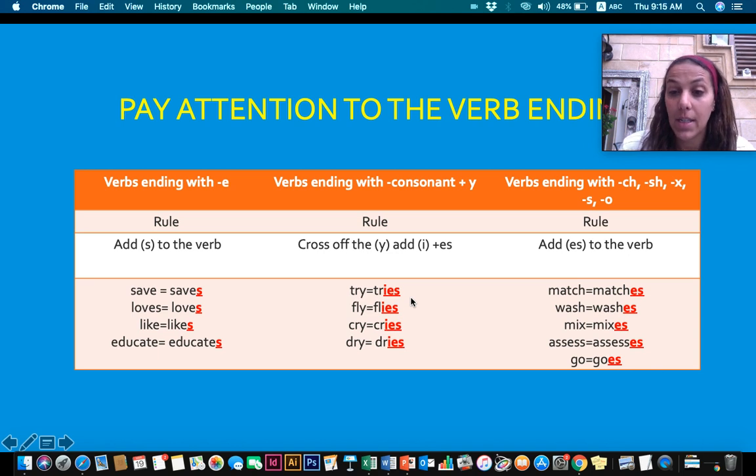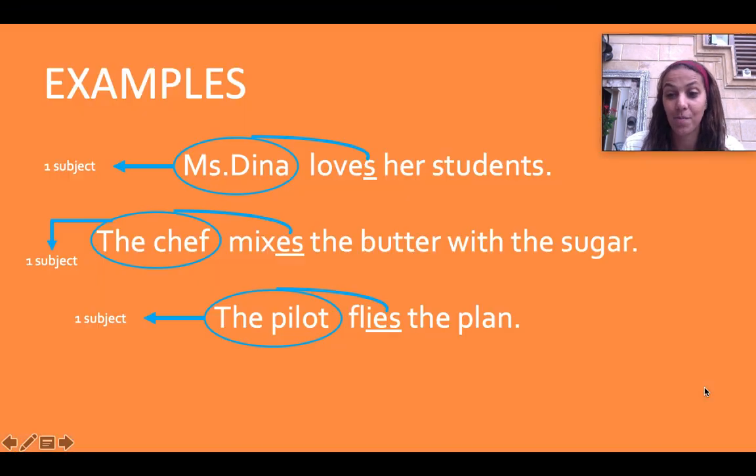Now, another rule says that when the verb ends with ch, sh, x, s, or o, you need to add an es at the end. So for example, the verb match, when I change it into the singular form, I add es. Why did that happen? Because there is a ch at the end of my verb. Same thing applies for the verb wash. When I change it into the singular form, I have to add es at the end. Same applies with mixes, assesses, and the verb goes.